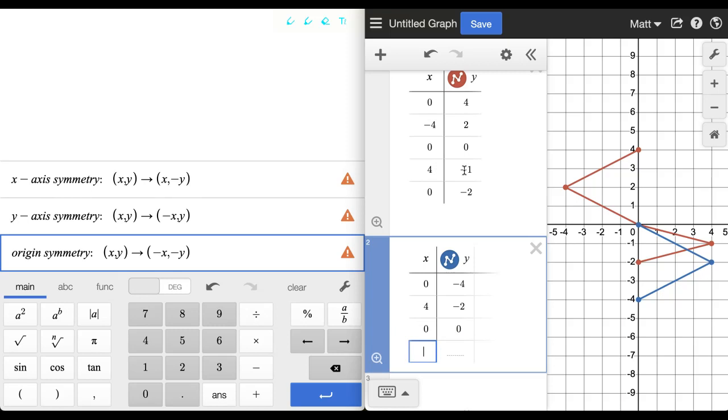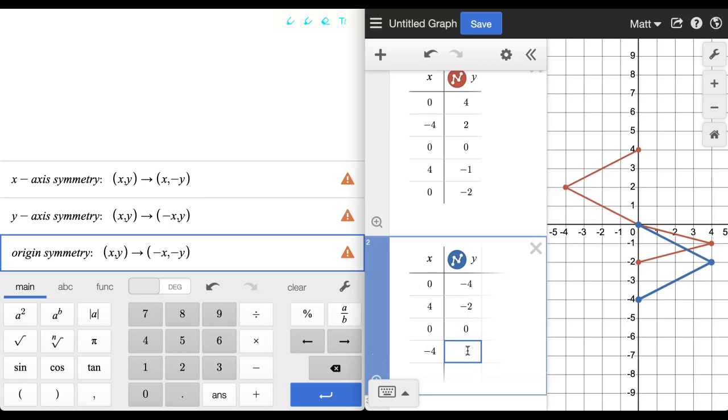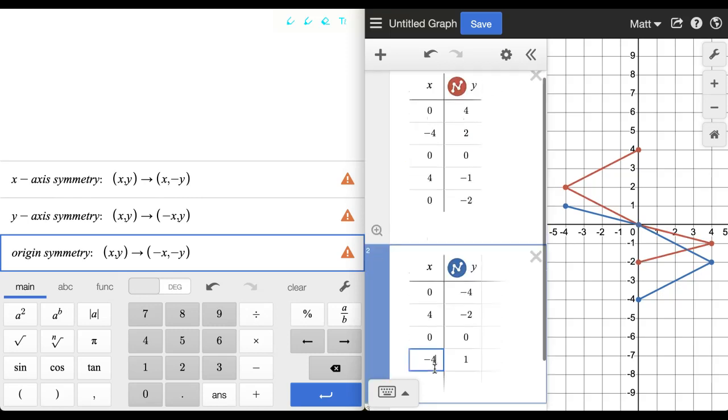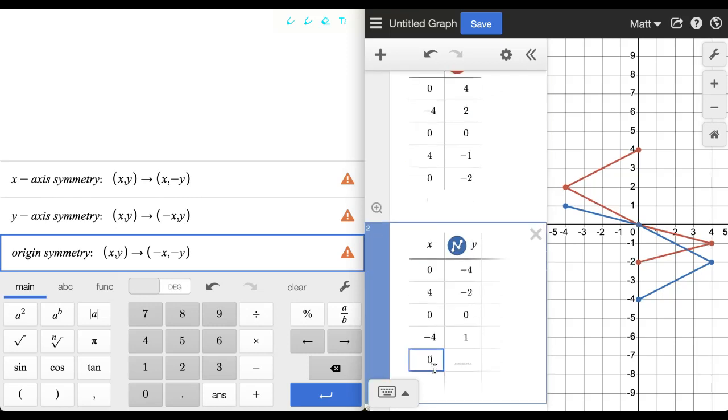I'm on 4, negative 1 now. Negative of a 4 is negative 4. Negative of a negative 1 becomes positive 1. And then last point, 0, negative 2. We should get negative 0, which is still 0. Negative of a negative 2 is positive 2.